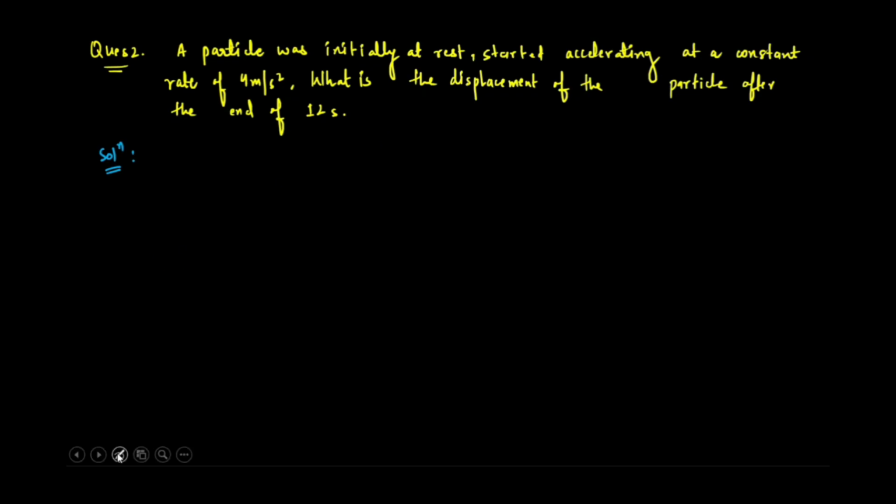No, no, no. Let's see. First of all, we need to understand what this rest means. The particle was initially at rest, which means that initial velocity is going to be 0 meters per second. Then it started accelerating at a constant rate, so acceleration is 4 meters per second square. Then the question says, what is the displacement of the particle after the end of 12 seconds? So time is given as 12 seconds. Now, based upon the given information, we have to find x minus x naught. Just tell me which equation should I use to find x minus x naught.